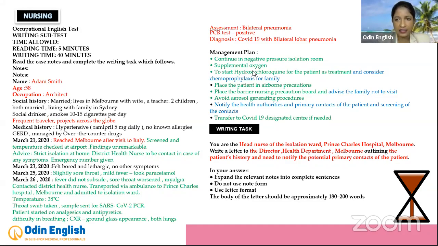Okay, I wrote an architect because, again, there is no rule that you should include it only in the social history. I included him as a traveler, as a person who has come from Italy. There is no rule that you should include his profession only in the social history. You can also omit it from the body of the letter. If you want, you can write that part in the reference line. For example, in the reference line, you can write Mr. Adam Smith slash a 58-year-old architect. So there is no rule that you should include this information only in this particular paragraph.